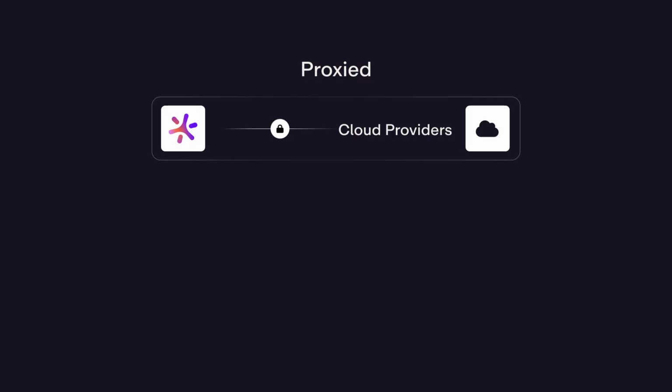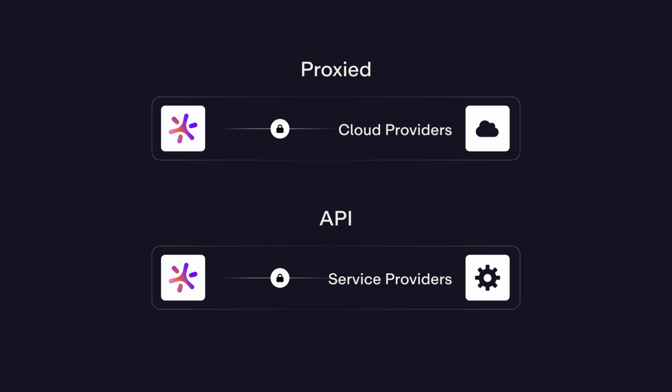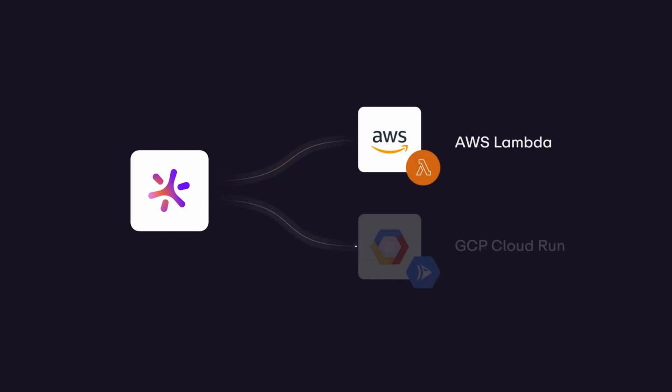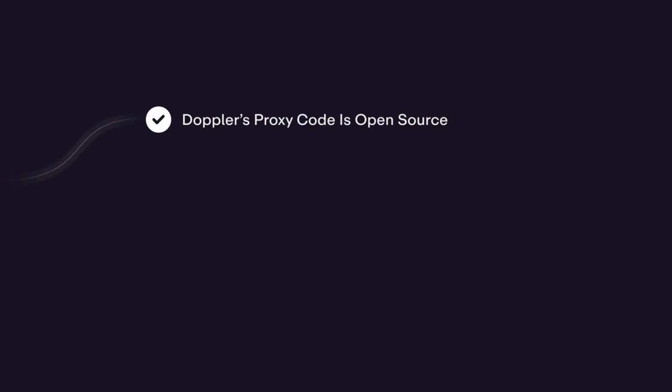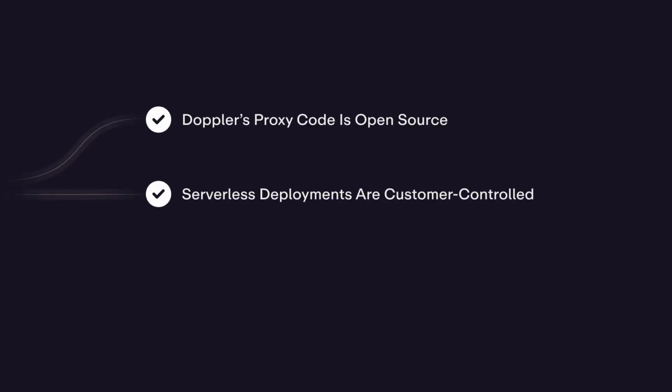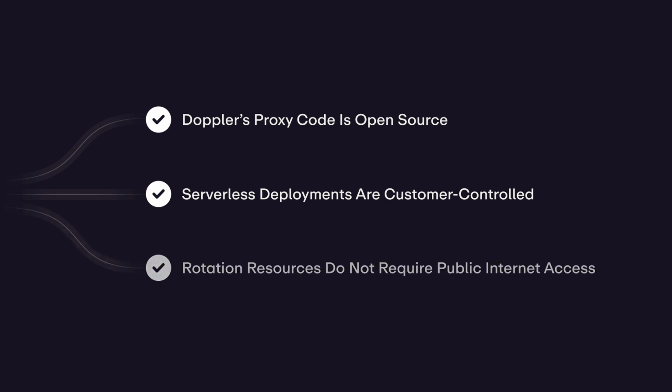Doppler has two distinct secrets rotation models, proxied and API. Proxied rotation uses open source serverless agents that are deployed inside each customer's private cloud, providing Doppler with secure internal network access to infrastructure such as databases. Proxied rotation offers optimum security as Doppler's proxy code is open source, serverless deployments are customer controlled, and rotation resources such as databases don't require public access.